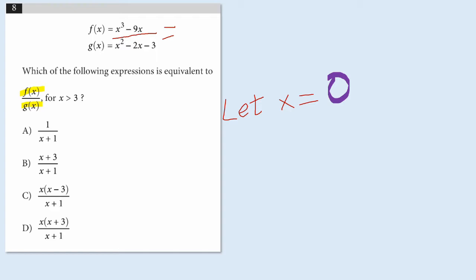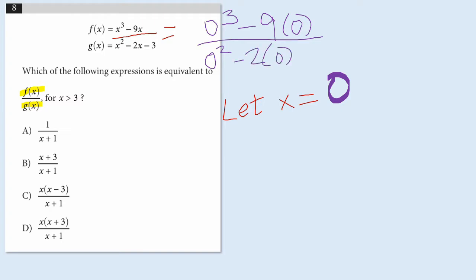So in the numerator, when we substitute in 0 for x, we'll have 0 cubed minus 9 times 0 over 0 squared minus 2 times 0 minus 3, and that gives us 0 in the numerator, and in the denominator we'll have negative 3, which equals 0. So the substitution results in a value of 0.